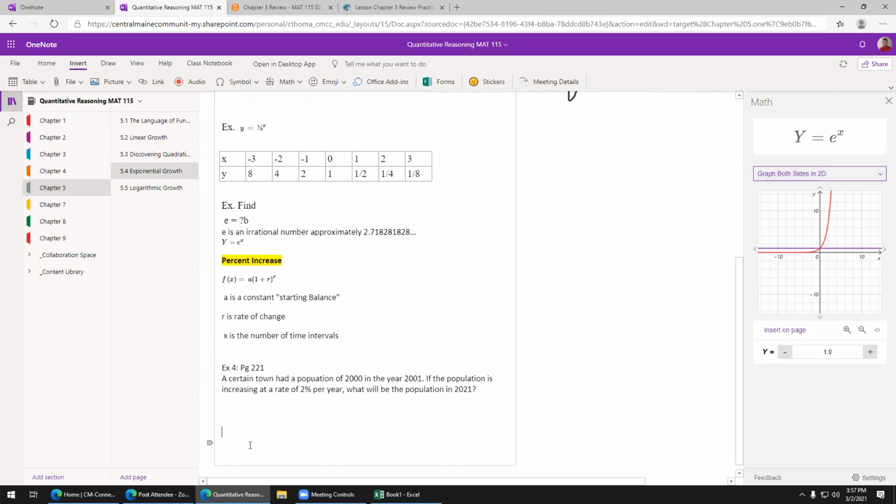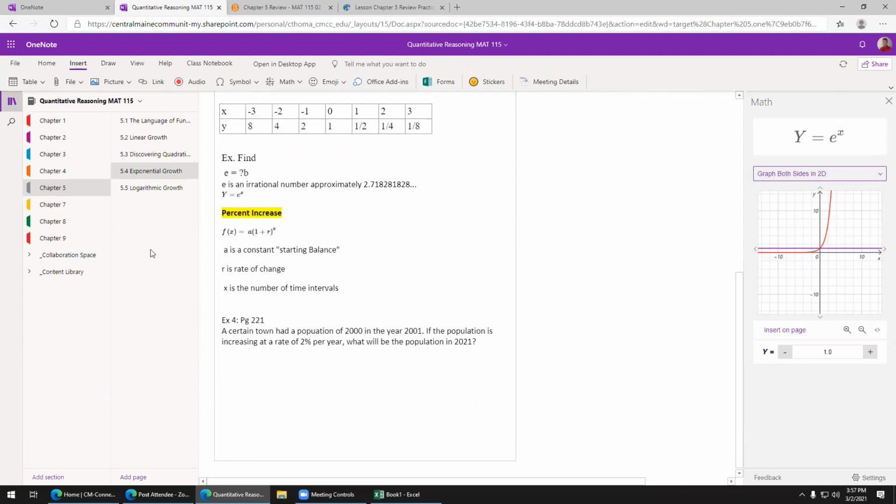To do an example from the book, and then we'll stop here and we'll basically do logarithmic after break, which will give me a good review of exponential, because like I said, they're kind of like brother and sister. We'll do this problem and then call it. So a certain town had a population of 2,000 in the year 2001. If the population is increasing at a rate of 2% per year, what would the population be in 2021? Again, this is out of our book on page 221, example 4. So it's not one of the homework problems.